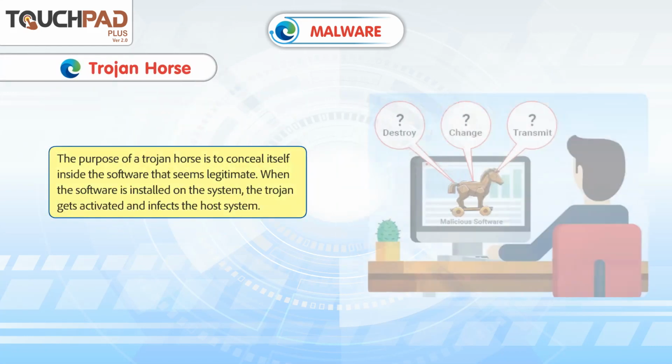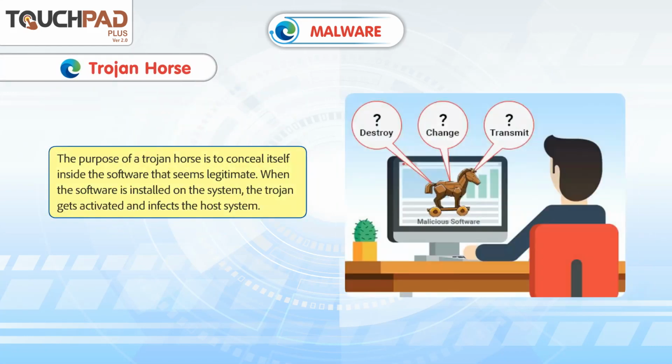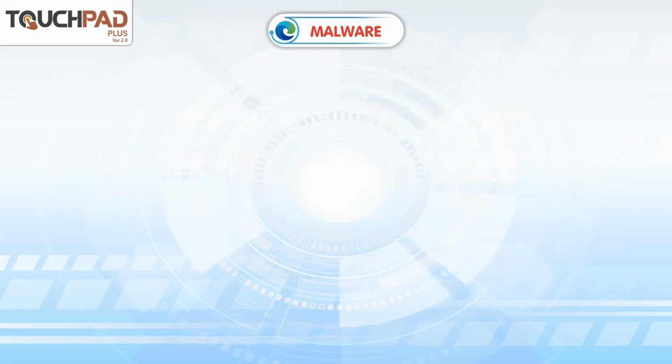Trojan horse. The purpose of a Trojan horse is to conceal itself inside software that seems legitimate. When the software is installed on the system, the Trojan gets activated and infects the host system.